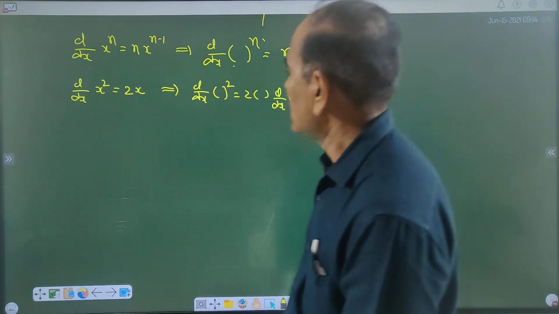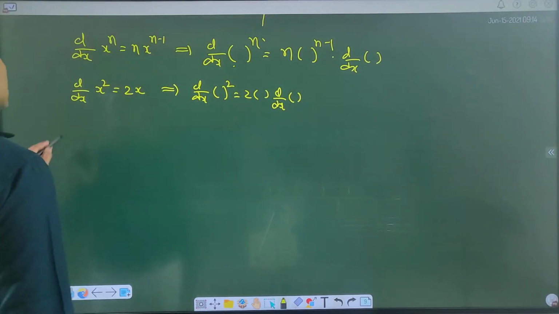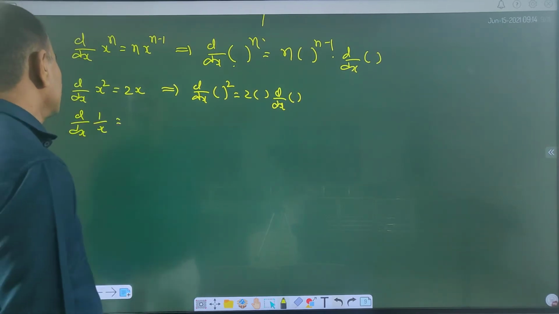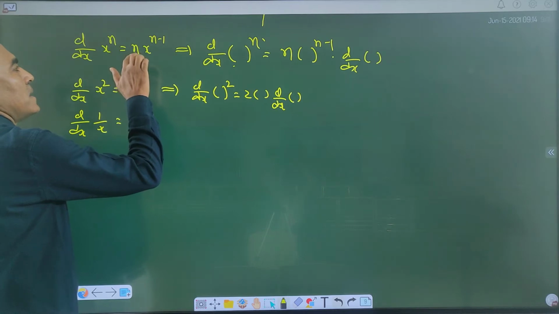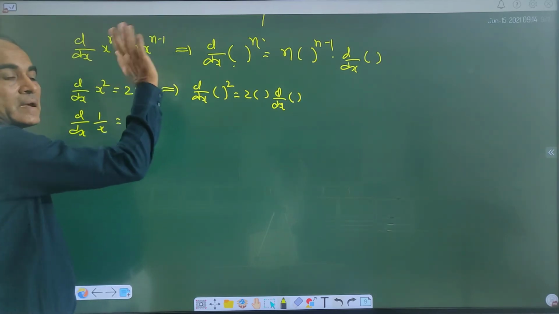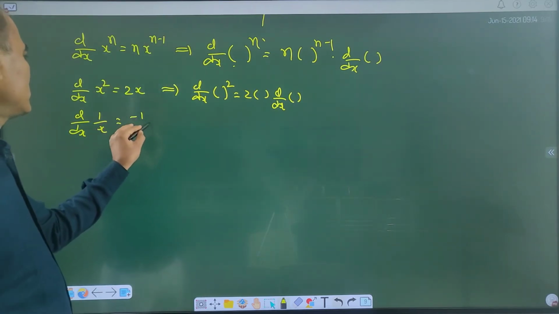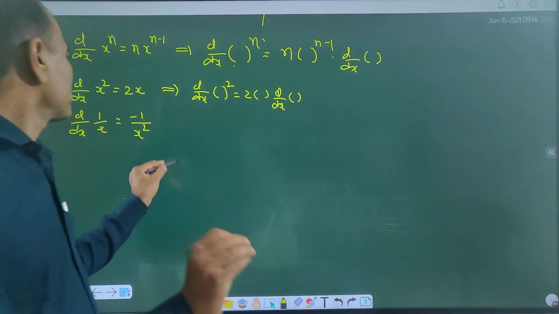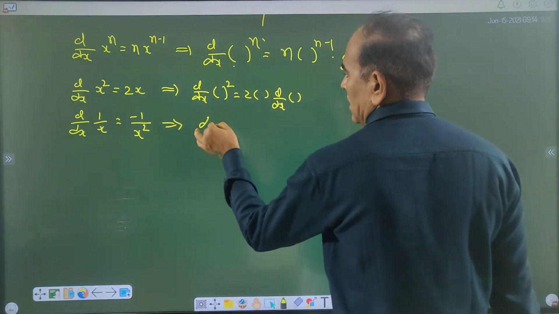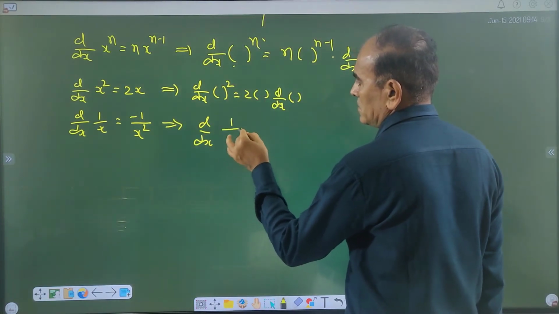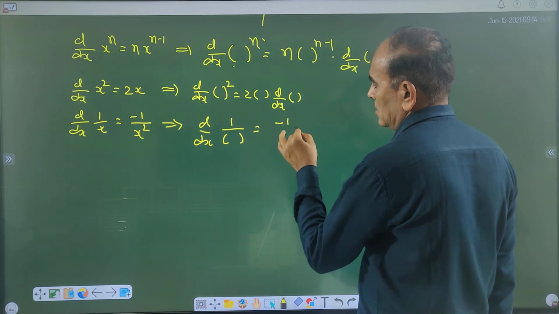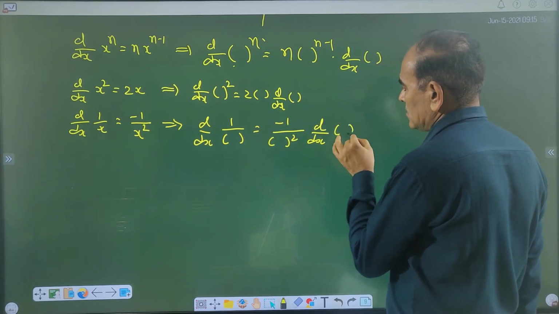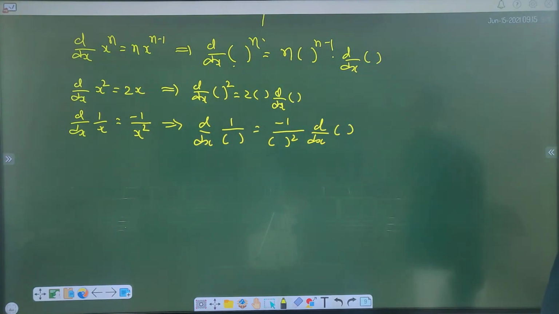See. Now take n is equal to minus 1. So d by dx of 1 by x, take n is equal to minus 1: minus 1 times x raised to minus 1 minus 1. So it comes out to minus 1 upon x square. Now this implies d by dx of 1 over some function is minus 1 over some function square into d by dx of some function. Clear?